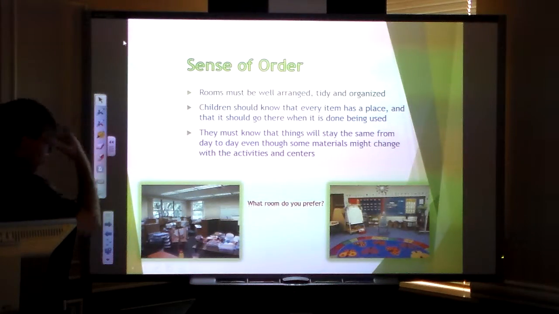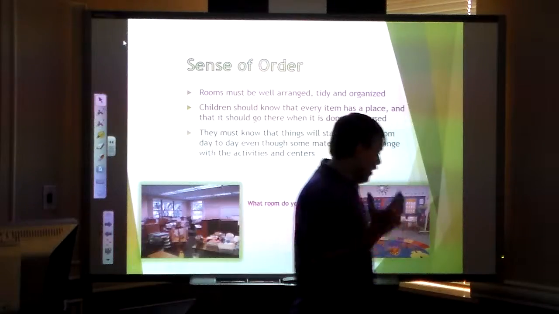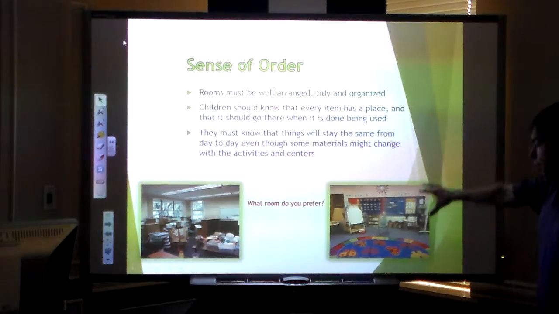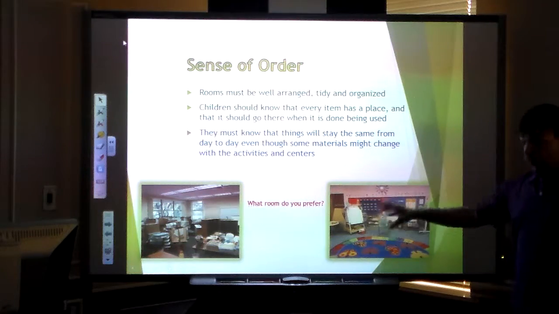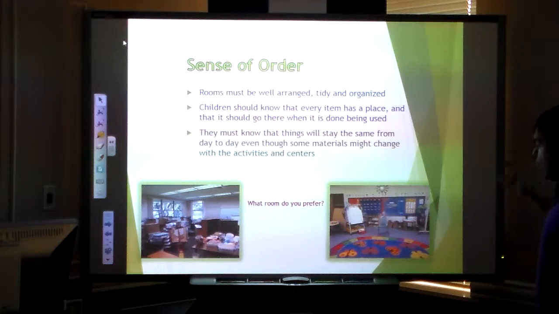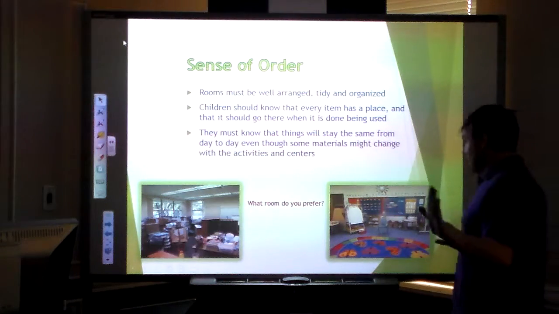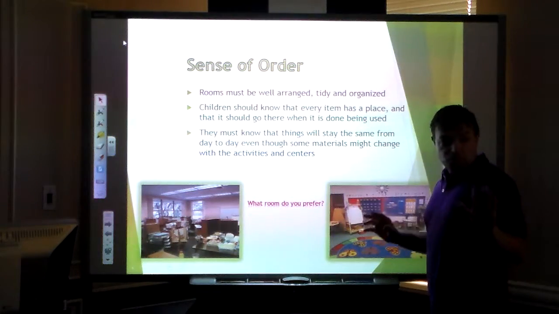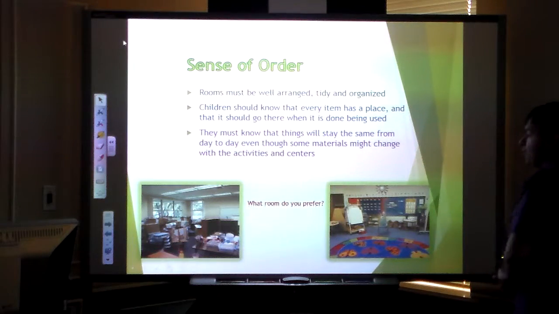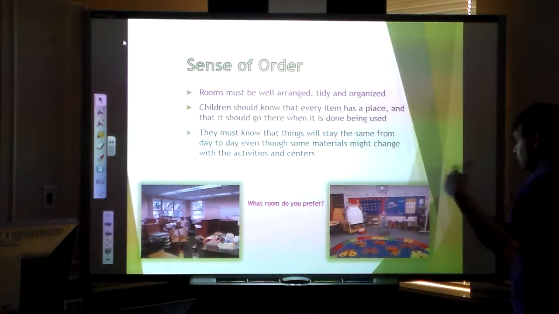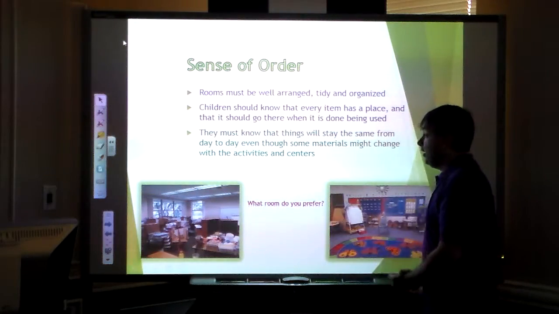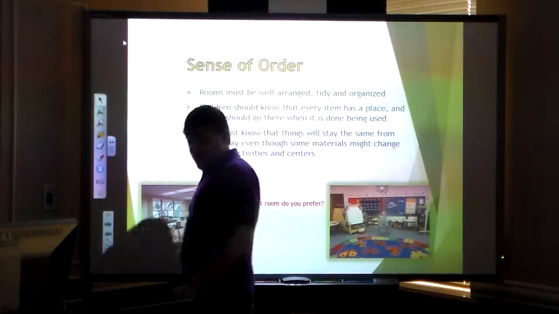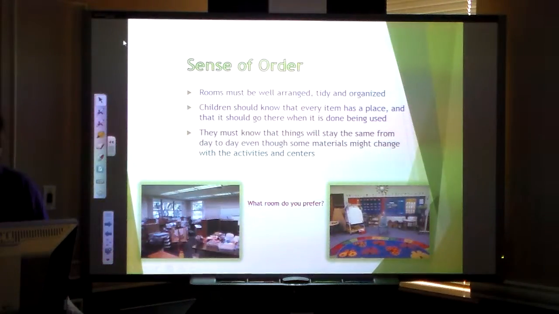Good classrooms are well arranged, tidy, and organized. Every single one of you in your early childhood classroom, if you're teaching kindergarten, preschool, first grade, this is what you desire to look like. You want your classroom to look like this. Every item has to have a place. There's nothing wrong with messy, but it needs to be organized mess. Kids have to know that every item has a place, and when they're done using it, the item gets put away appropriately. Sometimes things will stay the same day to day, but then eventually they'll change.